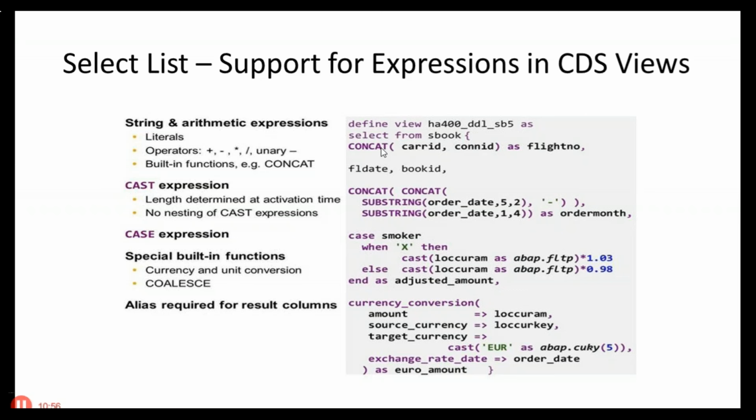So in the select statement itself, we can write like this: select from sbook concat carrid and connid as flight number. We are saying concatenate carrid and connid, these two, as flight number. So we are concatenating the airline code and the connection number both as flight number. Then fldate and bookid are the next fields actually. Then we are concatenating substring order date 5 2 and hyphen. So what we are doing here is actually manipulating the data. Order underscore date is a field.